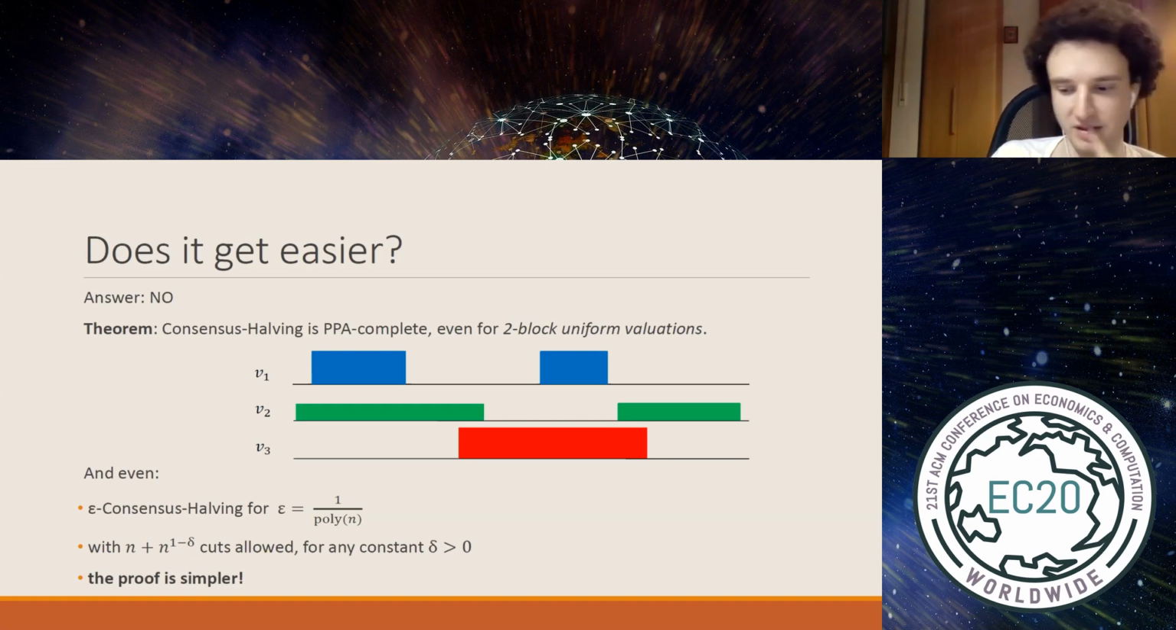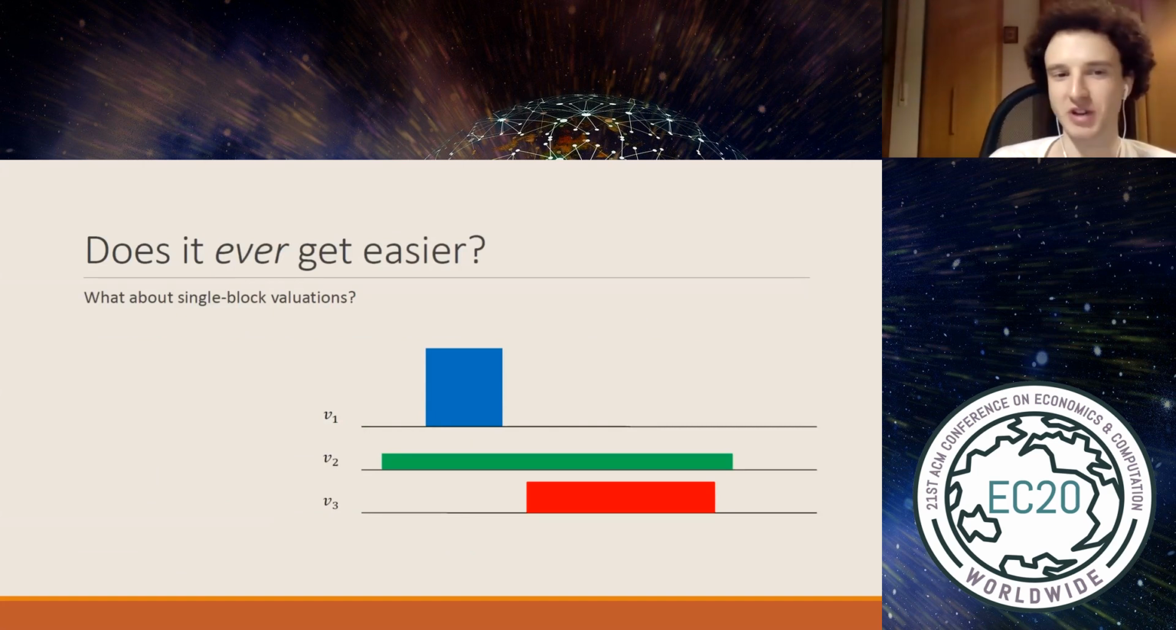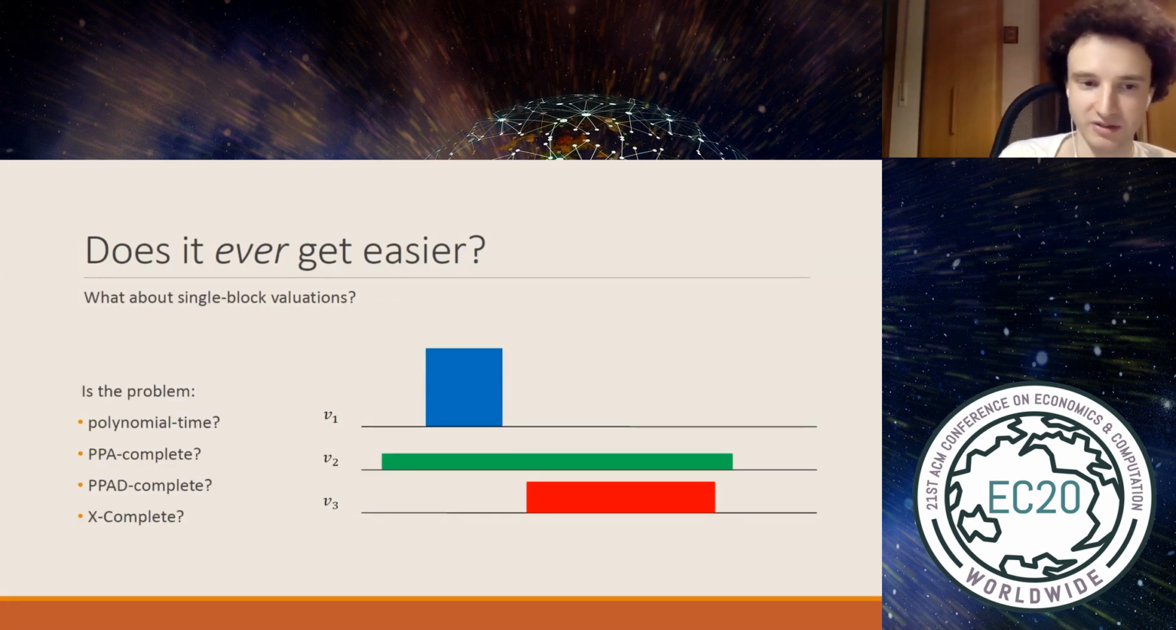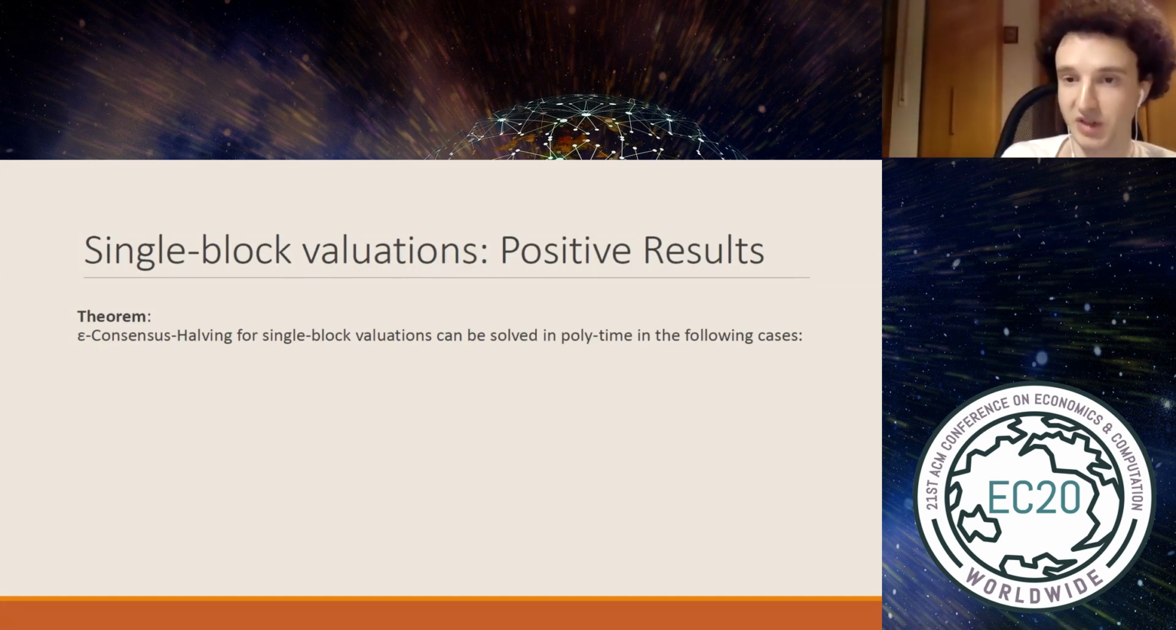So what does that mean? The problem is hard. Is there any way to make the valuations any simpler than this? And yes, of course there is. We can consider single block valuations where every agent just values a single block of value, like in this picture. And then we can ask the question, is this polynomial time? Is it still PPA-complete? Or is it complete for some other class? And the very surprising answer here is that we don't know. We don't know what happens in this simple case, but we do provide some positive results for some special cases.